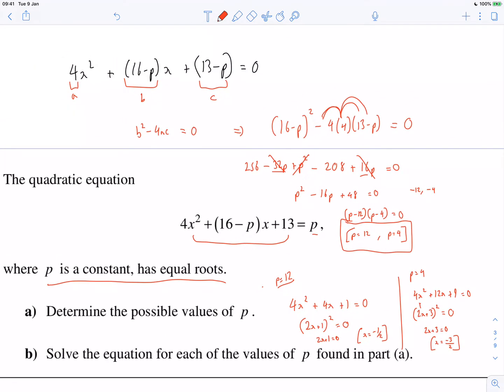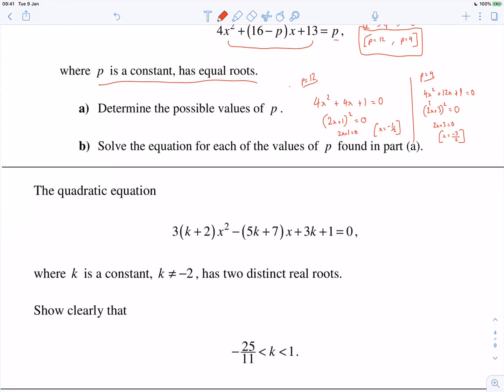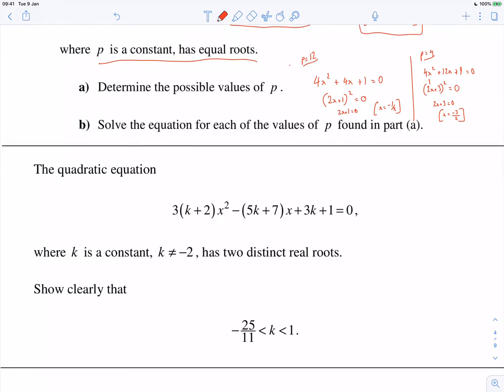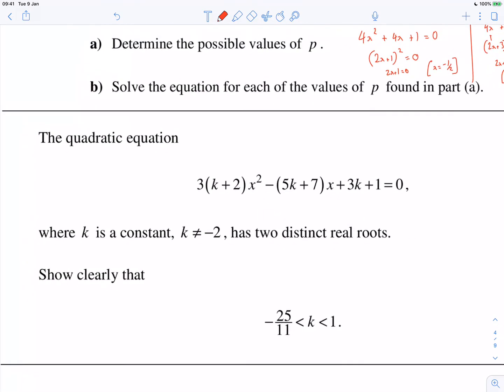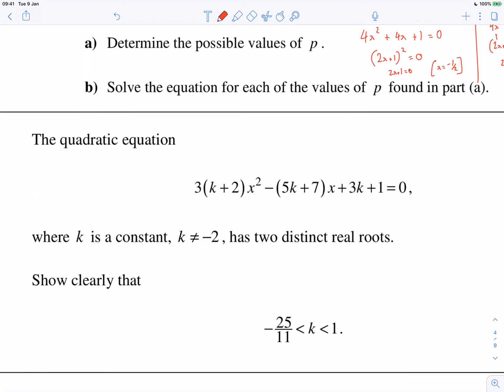So the only cases where this quadratic has equal roots is when x is minus a half and x is minus 3 halves, for p is 12 and p is 4 respectively. Okay, how about you try this one, the quadratic equation, this. Pause it, give it a go. You might have to use inequalities, I'll talk about them in a second.